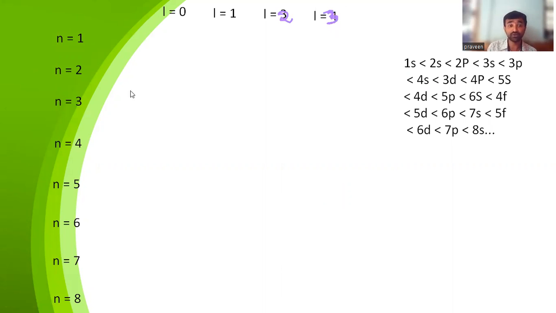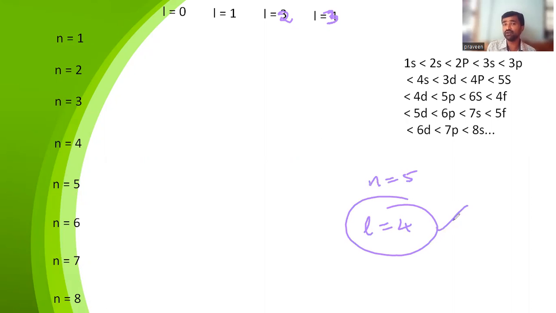For n equal to 5, we have possibilities 0, 1, 2, 3, 4. But I don't require L equal to 4. Why? Can anybody answer my question? For n equal to 5, the maximum possibility of L is 4, but I won't go for L equal to 4 here. Why? Because these SPDF are only enough for me to fill 120 electrons.